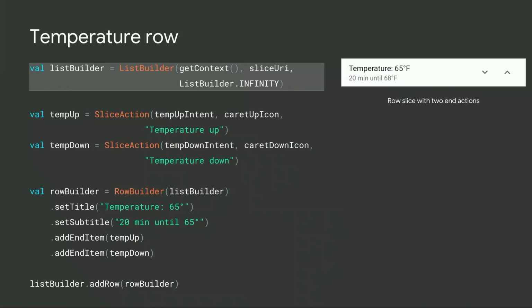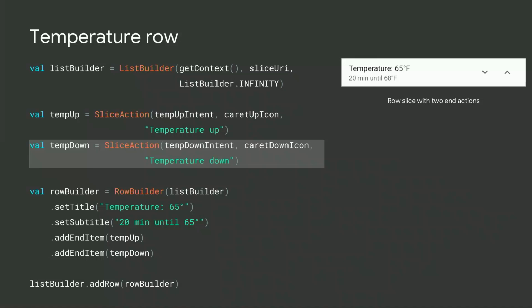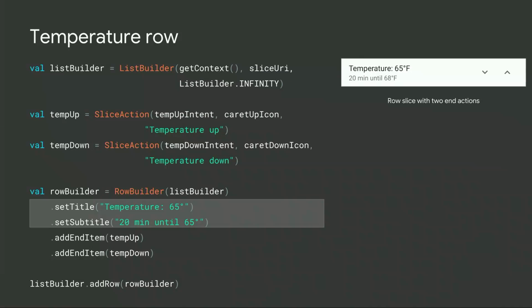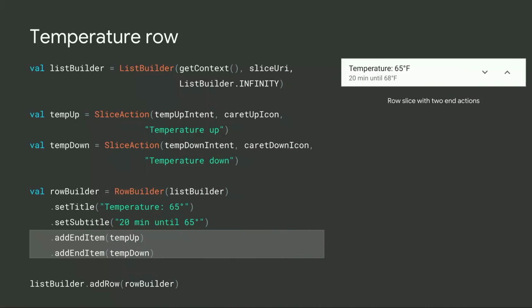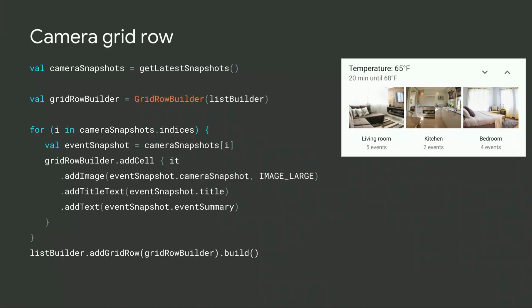So again, it starts with the list builder. Here we're defining 2 slice actions for turning the temperature up and turning the temperature down. These just take a pending intent, icon compat, and then a label. We create our row. We set our title and subtitle, add the 2 actions, add the row to the list, and then we've got that top part of the slice.